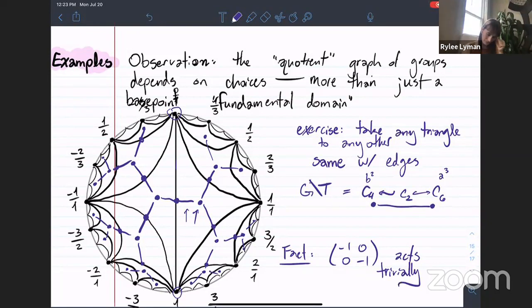Sorry, can I just ask, did you say at some point that the quotient graph of groups does not depend on the choices? It does depend on the choices that we made previously. There are some group elements that it depends on, and it depends on a choice of fundamental domain in the tree. But does it change the isomorphism? There's a notion of isomorphism of graphs of groups, and it does not change that isomorphism type.